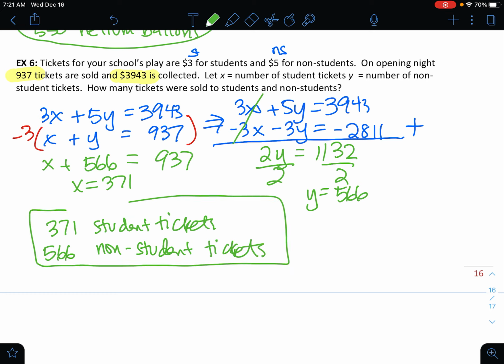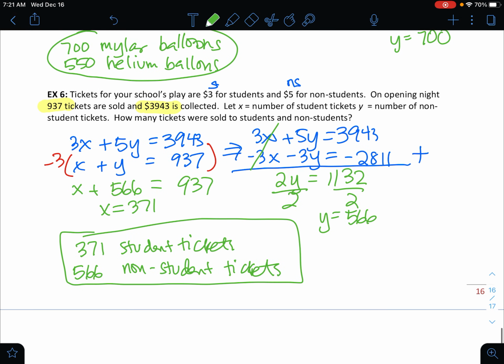Now make sure on these word problems, don't write them as ordered pairs. Write them with their correct label, okay? So this is the elimination method. We could really have done substitution, but I wanted to focus on elimination right now, and then we're going to have some time where you decide which method you want to work with.